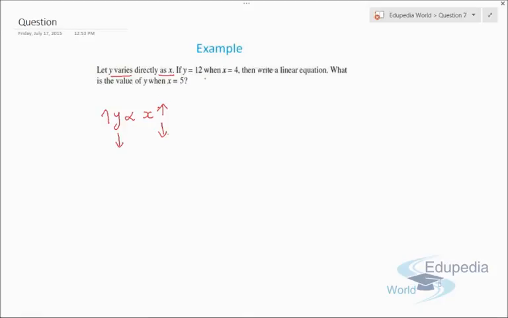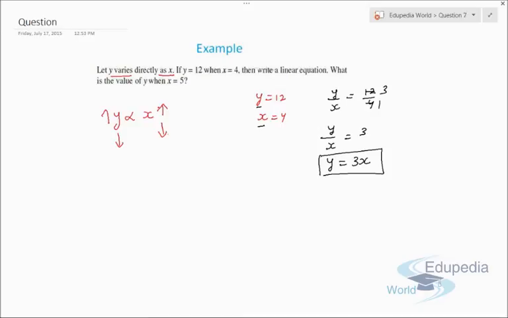And it says if y is 12, then x is 4. So we have to write a linear equation, means we have to deduce a relationship between y and x. So we can clearly see that if we divide y by x, we get 12 upon 4, which is 3, means y upon x will be equal to 3. So if we cross multiply, we get y equals 3x. So we got the linear equation as y equals 3x.